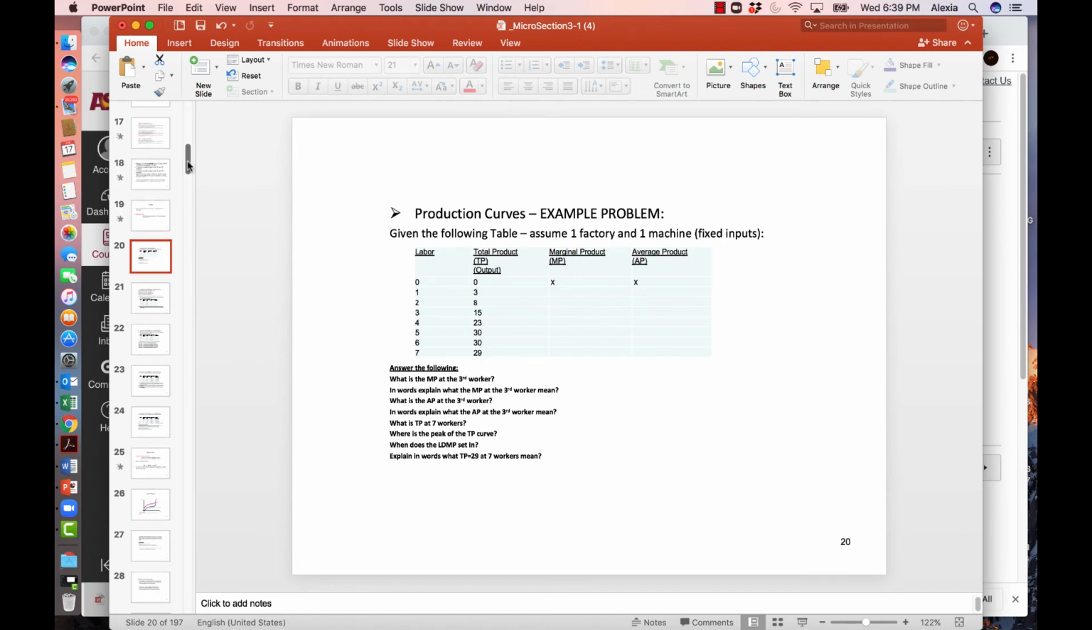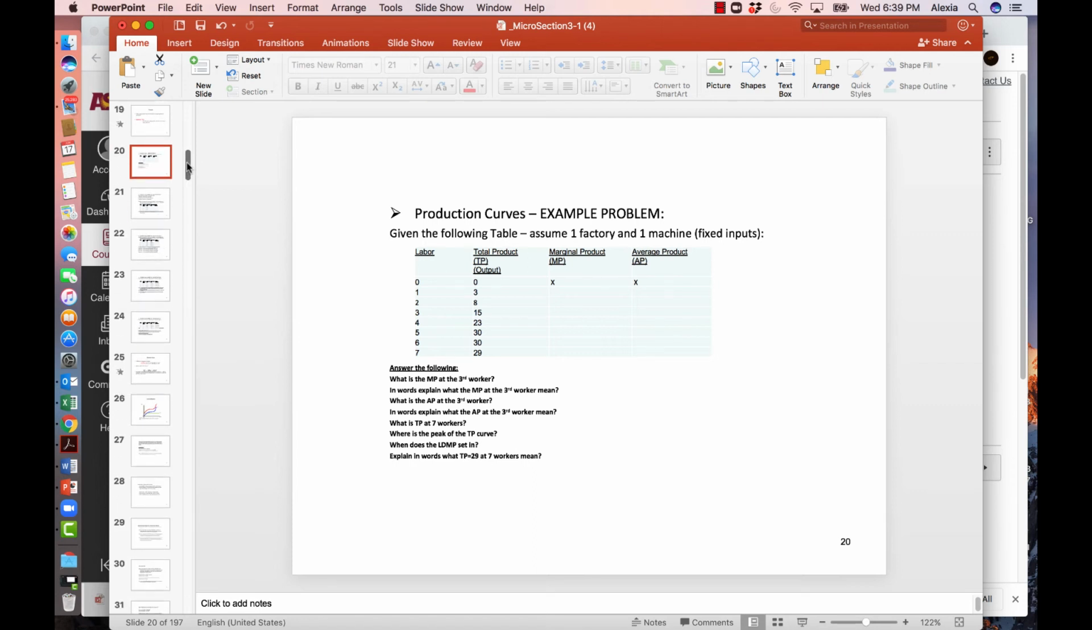This is a great problem. Trust me, this is exactly what you'll have on the exam. You'll be given a table just like this, and you'll be asked a series of questions. I'm not going to do them here; I'm going to ask that you do them. If you have problems understanding the next slides that follow, then make sure you come see me on my Zoom hours or email me. Just a quick reminder, we're told you have 1 factory and 1 machine.